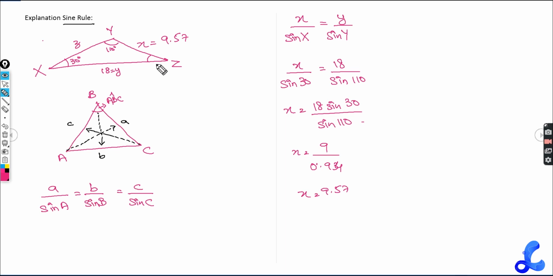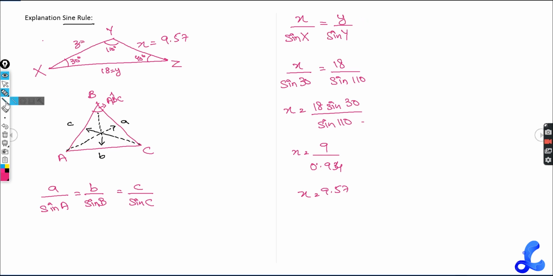Once this is given to you, 9.57, can we find out the angle for Z? In the first lecture, right after the introduction lecture, the basic lecture, I told you that the sum of all the angles in a triangle is 180. So 110 plus 30 gives you 140. So this Z angle will automatically be 40. So now you know that. Once you know the angle, let's try to find out z over here.